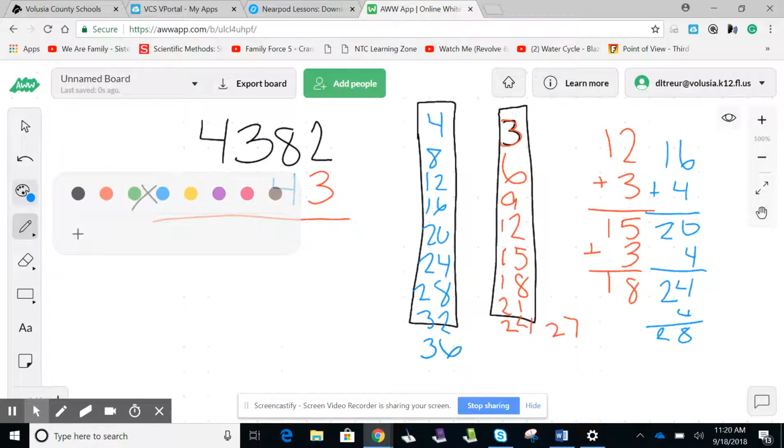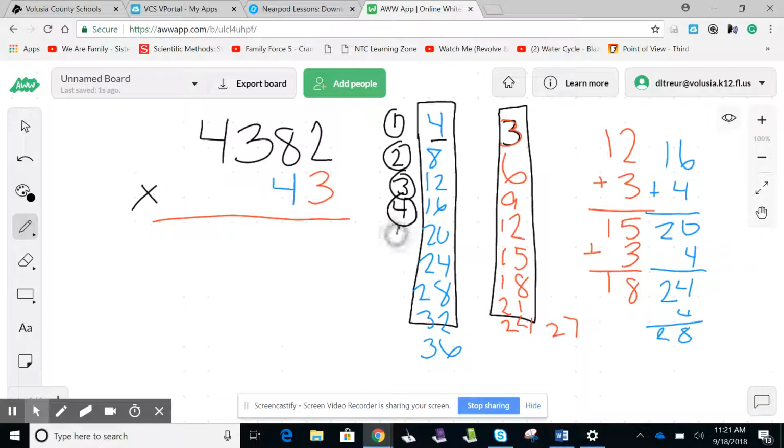So if you're having trouble understanding why we did that, really what we're saying is that 4 times 1 is 4, 4 times 2 is 8, 4 times 3 is 12, 4 times 4 is 16, 4 times 5 is 20, 4 times 6 is 24, and then we would have 7, and then 8, and then 9. And you could do that for the other one if you need it.